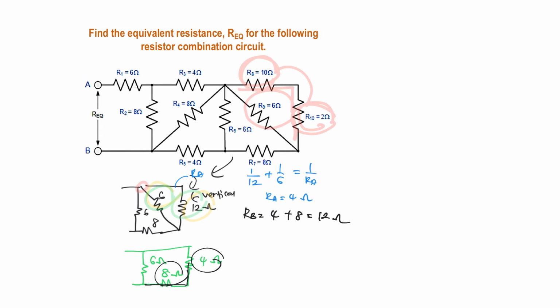Once you're done with this, you are going to arrange it in vertical. Remember, the combinations of the calculations are going to be put in the vertical positions. So this is 12 ohm, and you can clearly see that here is a parallel. So 1 over 6 plus 1 over 12 equals 1 over RC. You are going to get what value? I assume this combination is going to be RC.